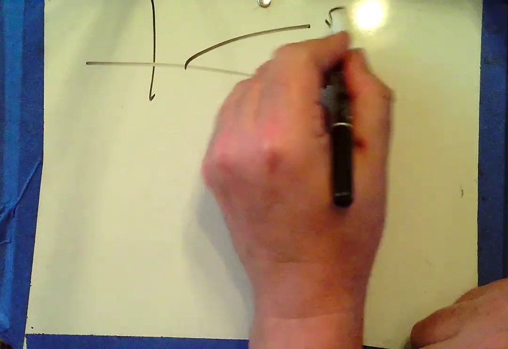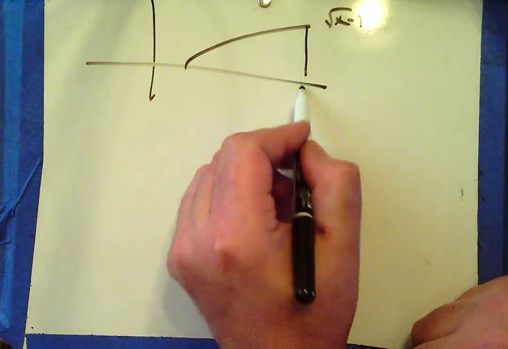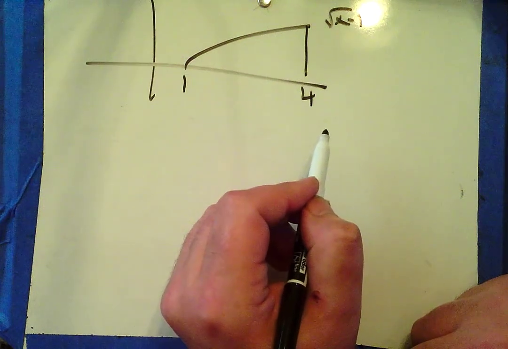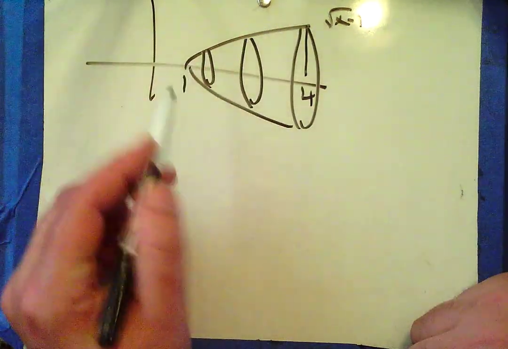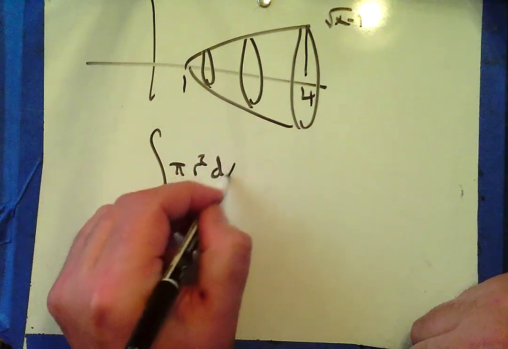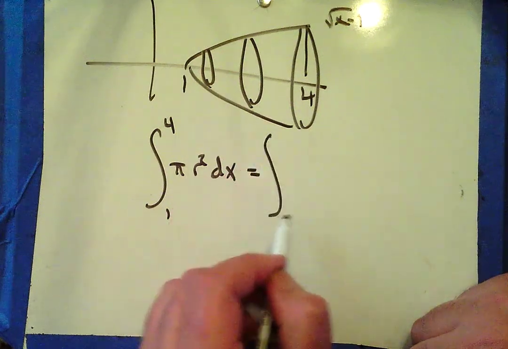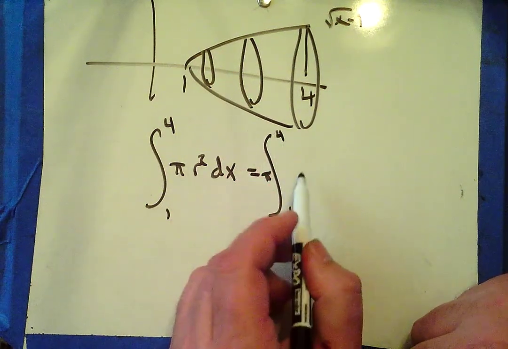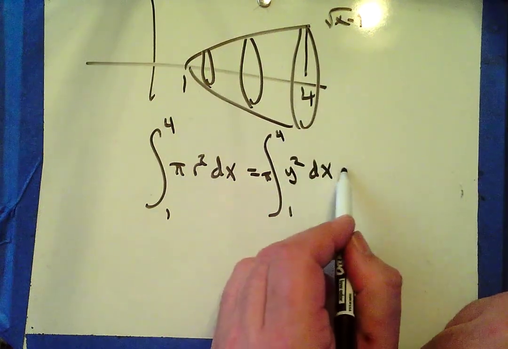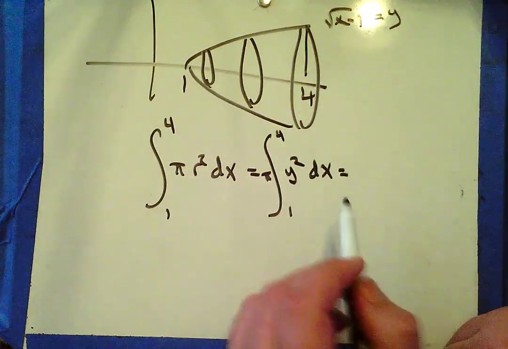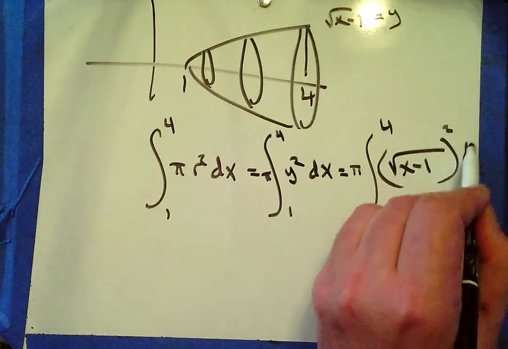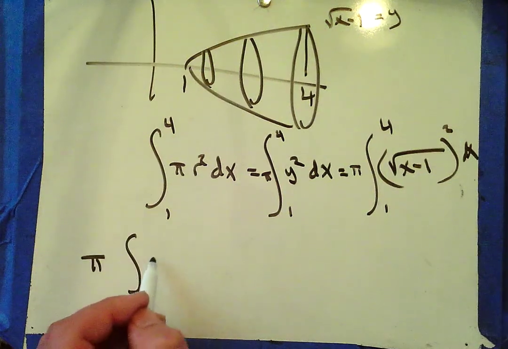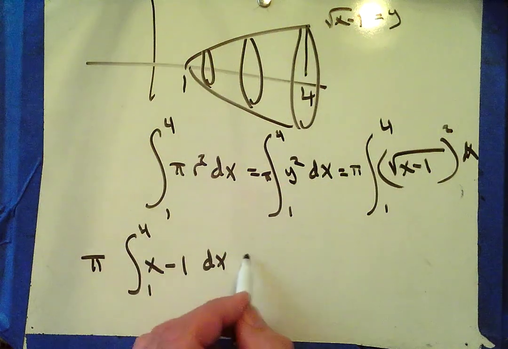The region enclosed by the graph y equals square root of x minus 1 and x equals 4, and the x-axis, revolved, volume of the solid generated. So we've just got a bunch of circular disks here. So we're integrating pi r squared dx from 1 to 4. That's going to be the same as pi times the integral from 1 to 4 of y squared dx. And our y value is square root of x minus 1. And so we've got pi times the integral from 1 to 4 of square root of x minus 1, squared, dx. This is a pretty gentle integral for us to consider, x minus 1 dx from 1 to 4.